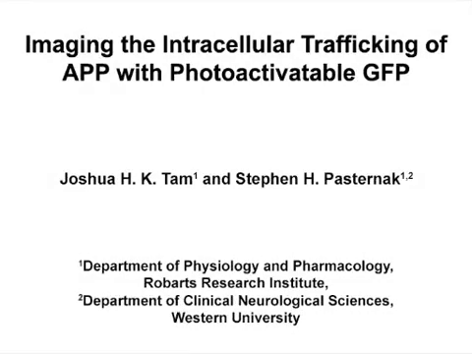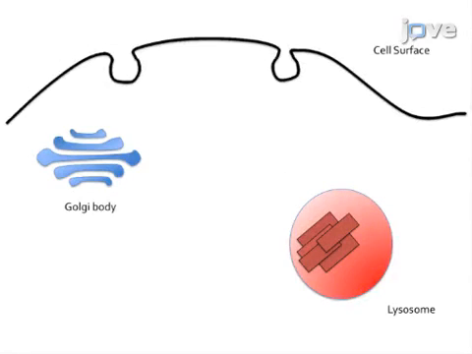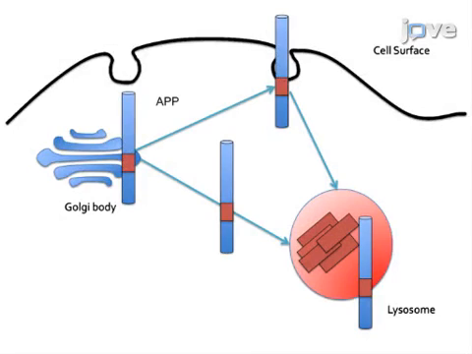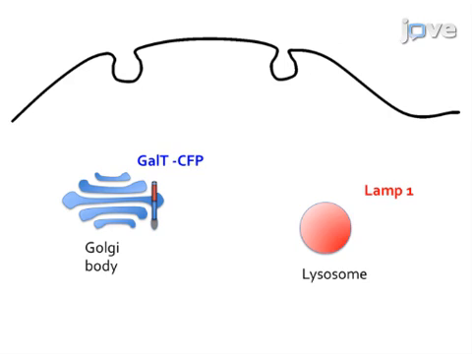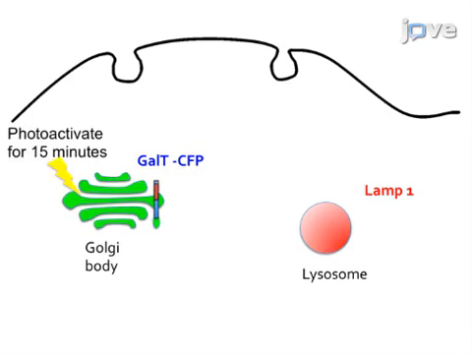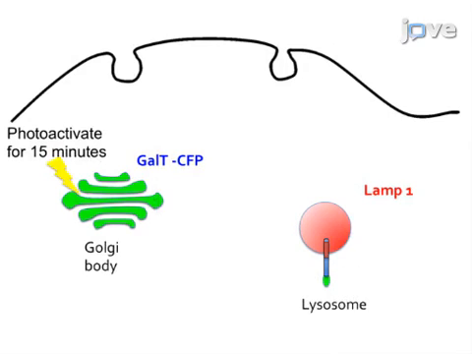The overall goal of this procedure is to follow the intracellular trafficking of amyloid precursor protein, or APP, in live cells. This is accomplished by first transfecting cells with APP tagged with photoactivatable GFP and compartment markers for lysosomes and the Golgi. Next, the cells are photoactivated in specific regions of interest in the Golgi.